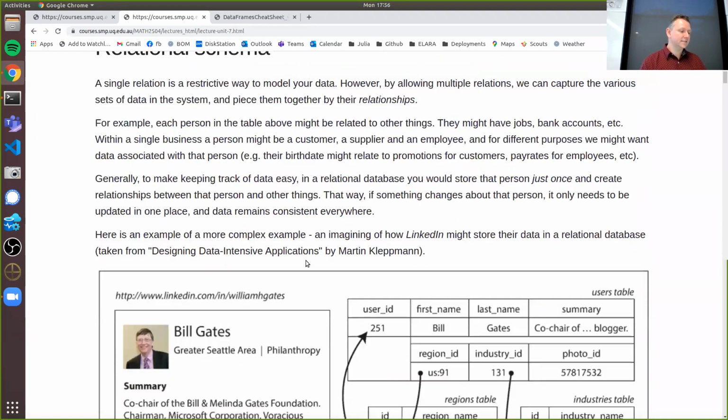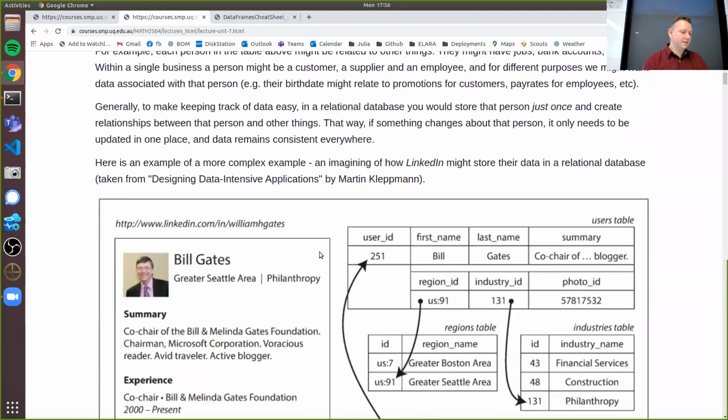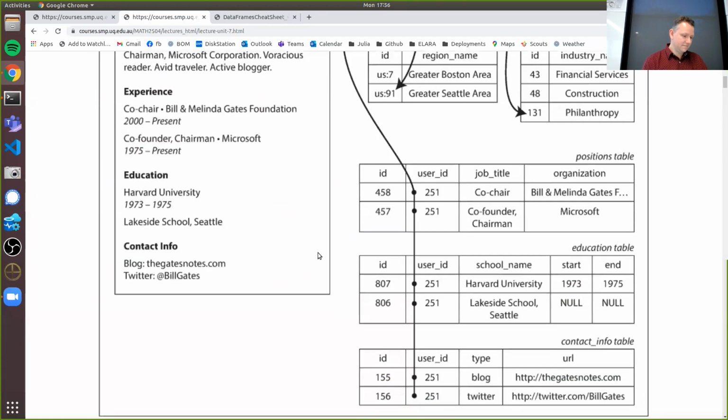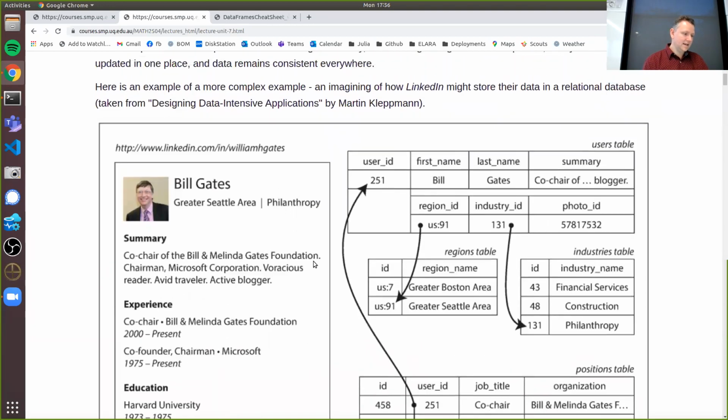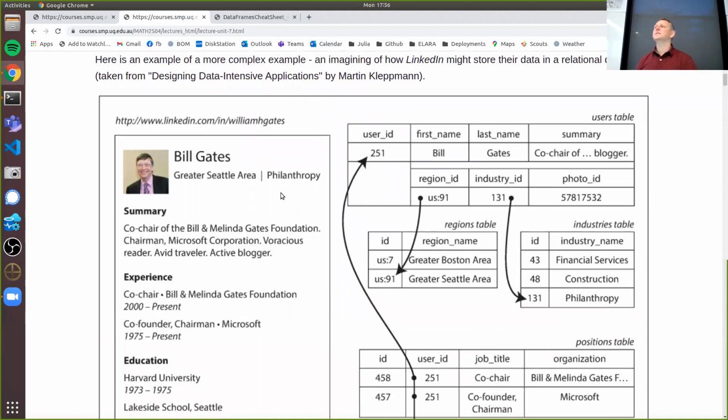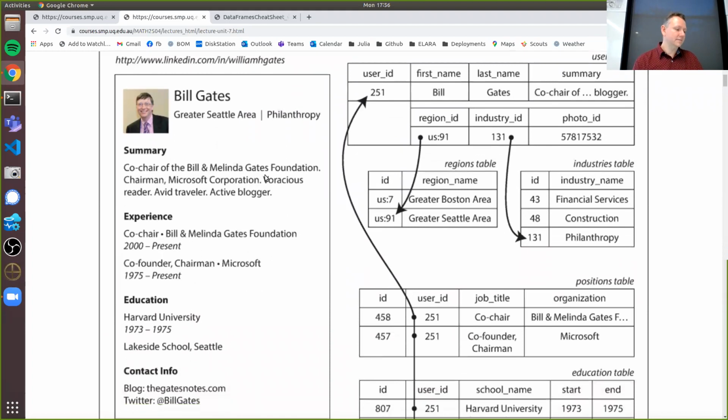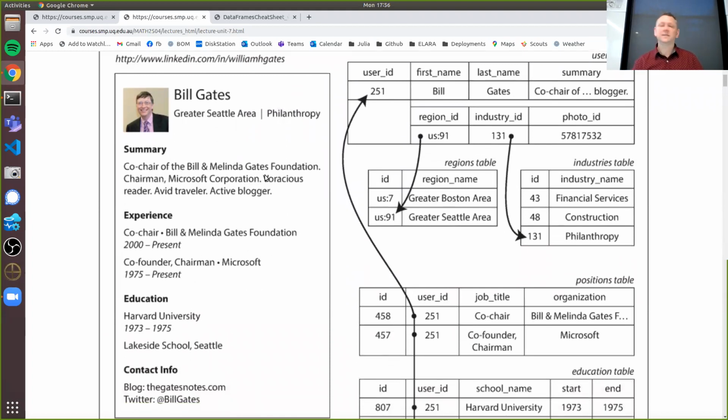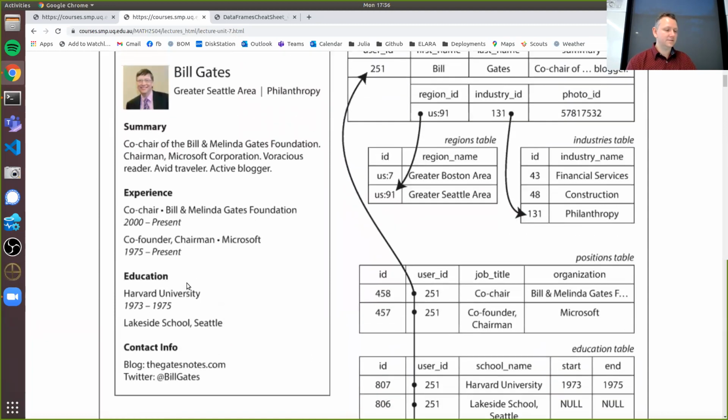So just to give a taste, here's an example. It's not a real example per se; it's an imagining of how LinkedIn might store their data. So you all know LinkedIn. It's basically Facebook for resumes. So here's an imagined entry for Bill Gates and the kind of data that you might see on the LinkedIn website for Bill Gates. It has a summary, the positions he's been in in the past, the educations he's had before, and so on.